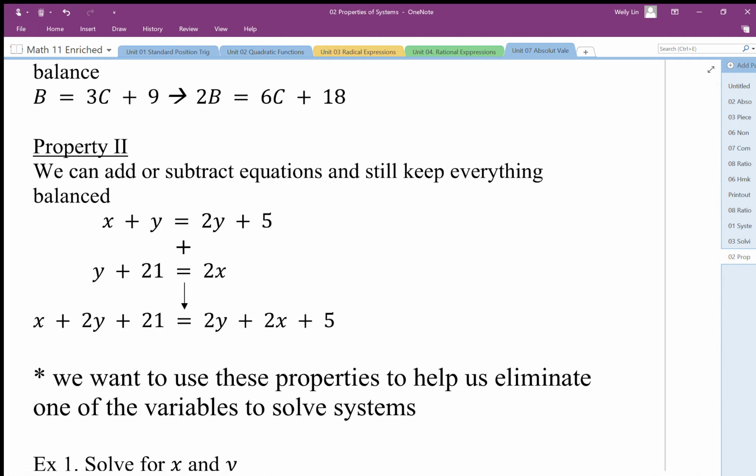Now, the goal is that we want to solve for the variables. To do that, we need to eliminate one of the variables. So we can use these two properties to help us eliminate one of the variables to help us solve the equation.